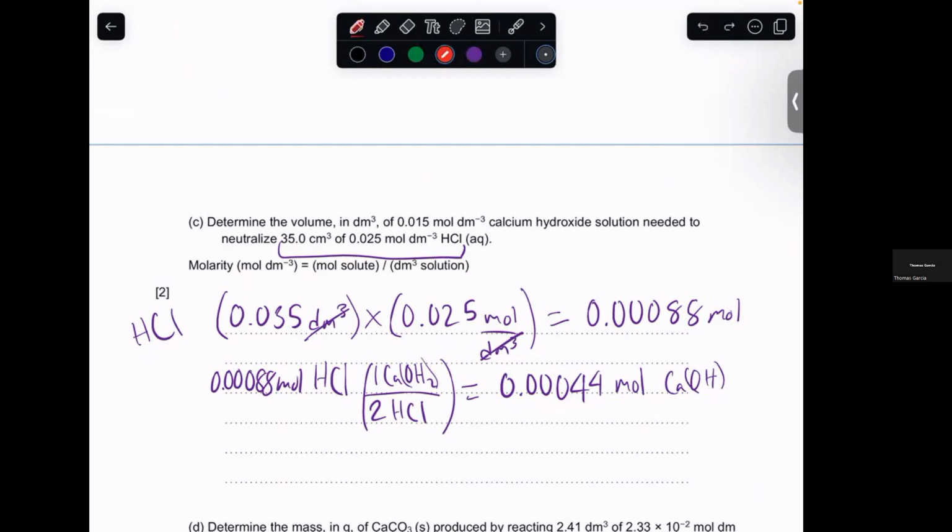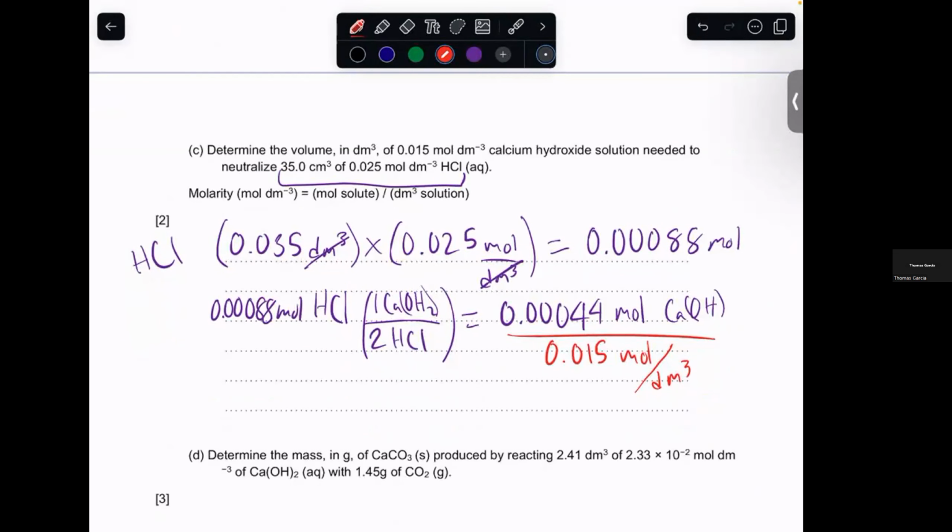I'll change colors for this. If we divide by our molarity, 0.015 mole per decimeter cubed, that decimeter cubed will go on the top, and I realize that I get a volume of 0.029 decimeters cubed Ca(OH)2.